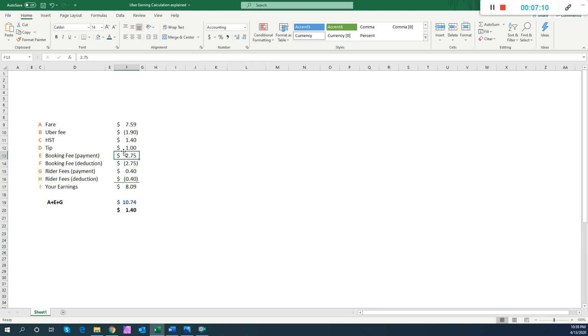So essentially, this 2.75 goes to Uber. It's what Uber charges for the service. Again, the rider fees get the same treatment. So 40 cents, a standard, fixed amount, is charged to the passenger on behalf of the driver by Uber, and then the same amount is deducted from the driver by Uber and taken off by Uber, right?